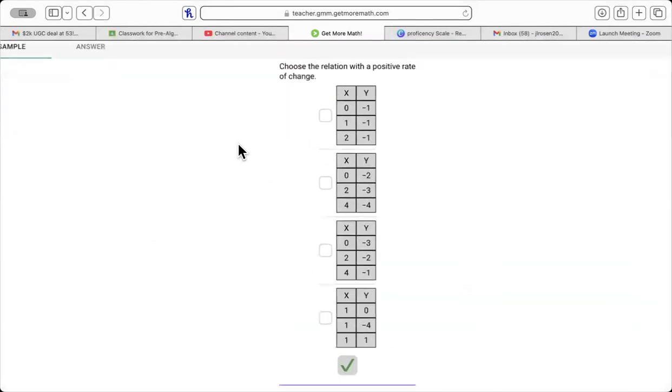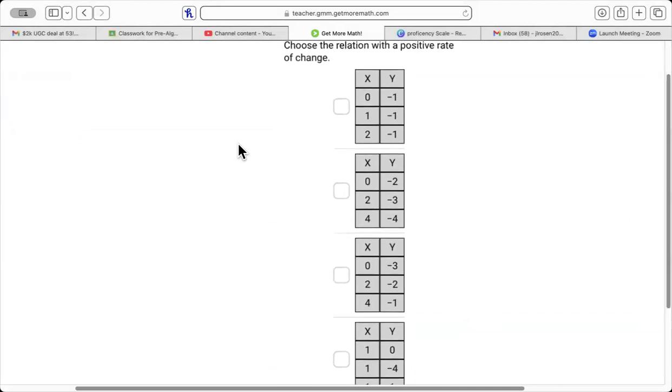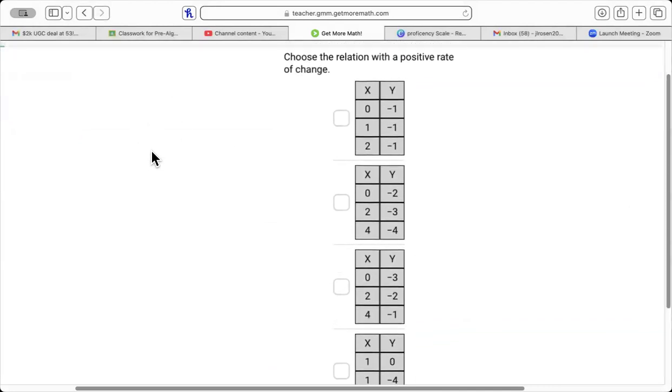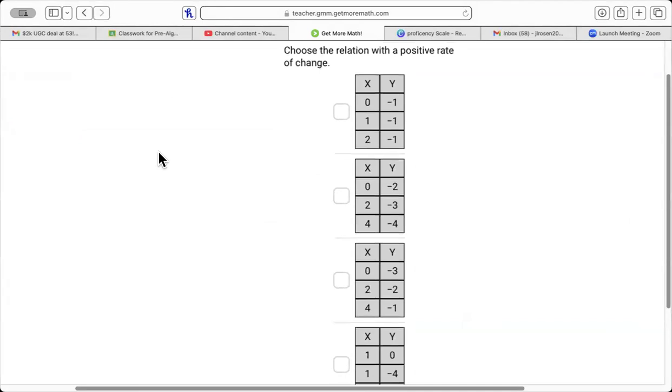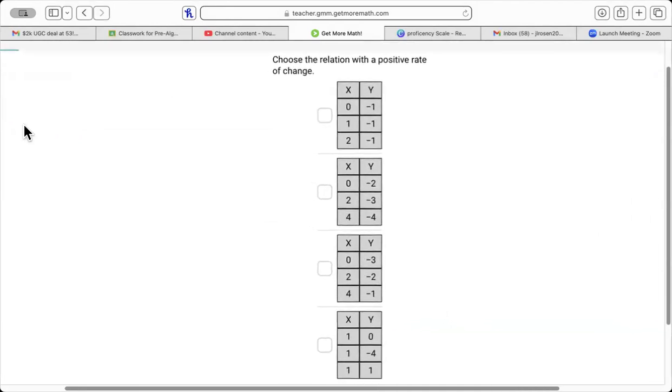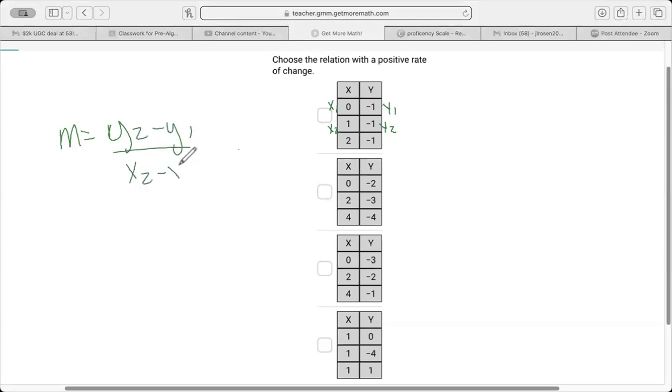Okay, this one here says choose the relation with a positive rate of change. So again, remember rate of change is the same thing as slope, right? So y2 minus y1 over x2 minus x1, and we're going to find the differences here, okay? So on your tables, let's just stick with it: x1, y1, because it'll help us in the long run, and x2, y2, okay? And then again, remember your slope formula is y2 minus y1 over x2 minus x1.